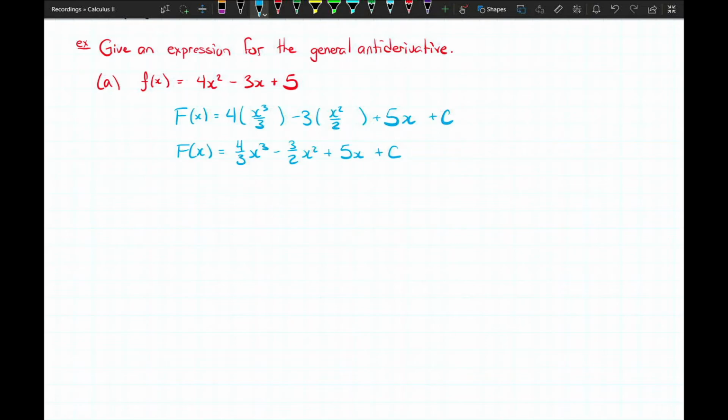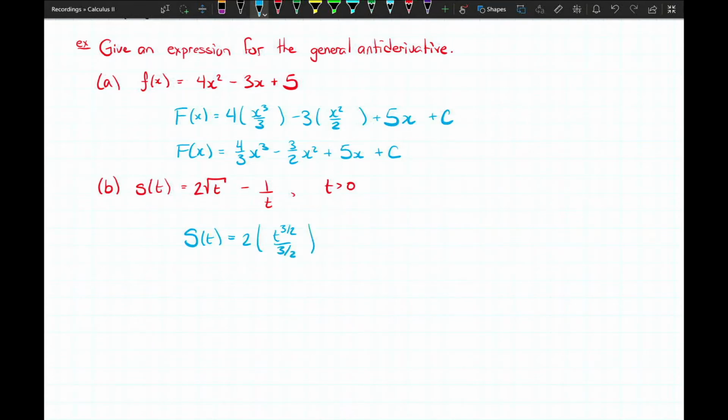Let's try another example. Here I've got the function s of t equals 2 root t minus 1 over t. Now notice that the domain of this function would imply that t has to be greater than 0. That might affect how we write our final answer. If we look for the general antiderivative of s of t, then we might want to call it capital S of t. And if we want to visualize root t as being t to the 1/2, we'll have to raise the power by 1 and divide.